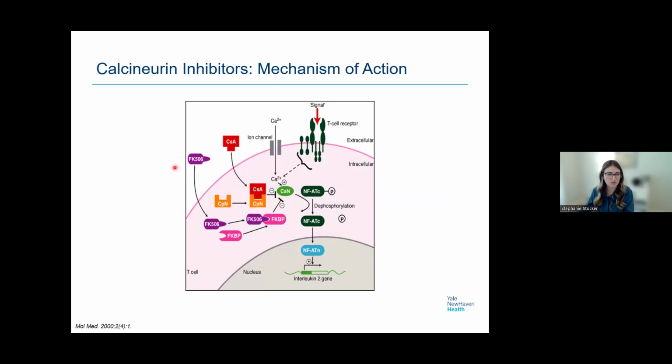And so tacrolimus here is your FK506. Both of these medications bind to substrates. So tacrolimus binds FK binding protein and cyclosporin binds cyclophilin, and both of these inhibit calcineurin. Calcineurin is an enzyme that dephosphorylates NFAT. Once it's been dephosphorylated, it can enter into the nucleus, and then it promotes gene transcription of IL-2, which then promotes T cell activation. And so by inhibiting calcineurin, we can effectively inhibit IL-2 production and T cell activation.